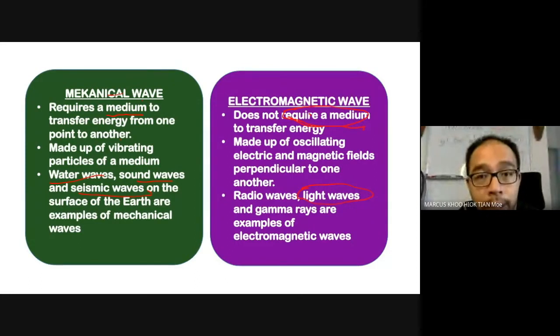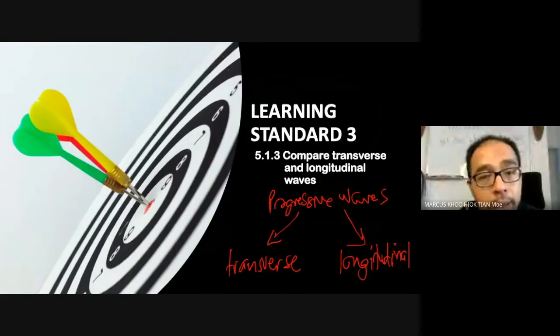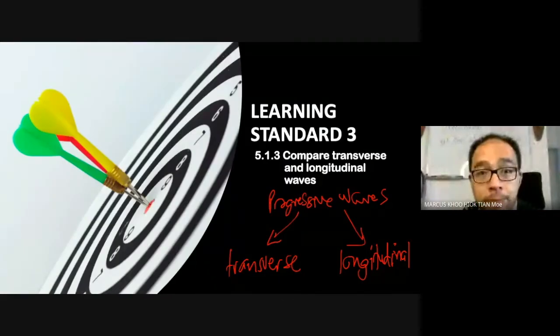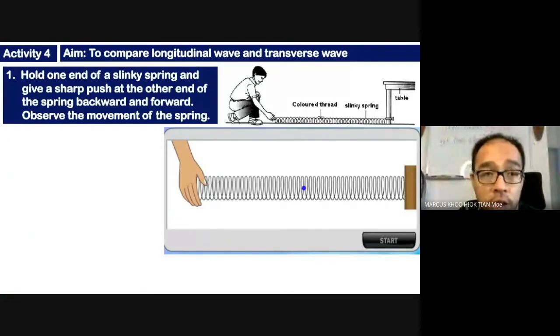And we will look at electromagnetic waves right at the end of this chapter. Most of our discussion is going to talk about mechanical waves. But under progressive waves, there is transverse and there's longitudinal. So let's take a look at what are transverse and longitudinal waves. Now, if you hold one end of a slinky spring, oh, is this a video? Sorry, hold on, let me show you the video first.